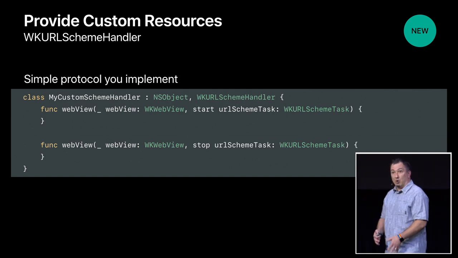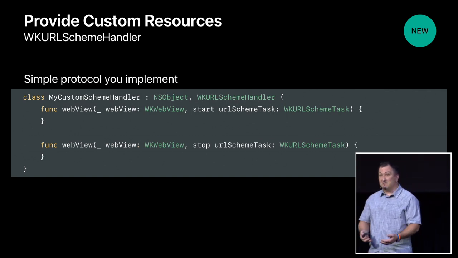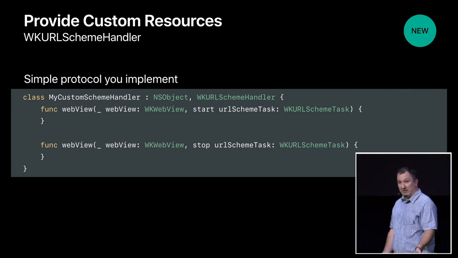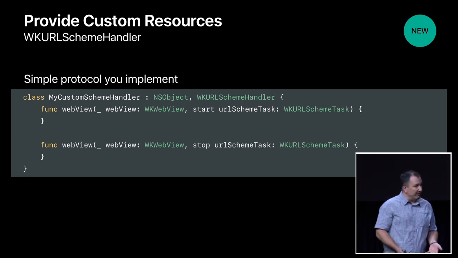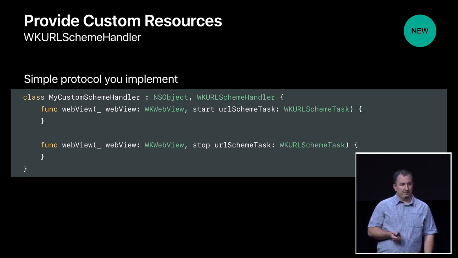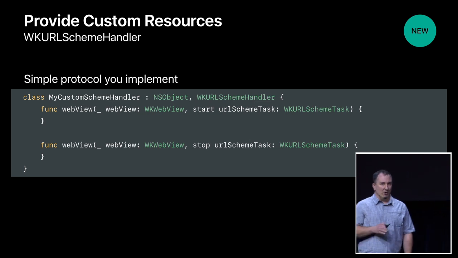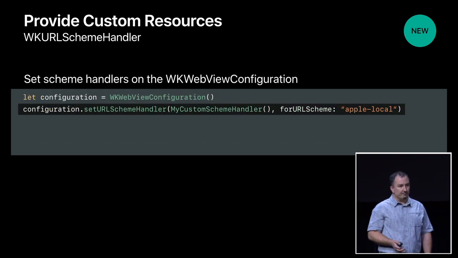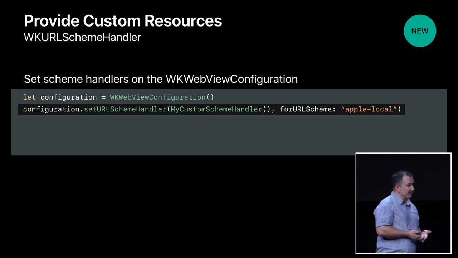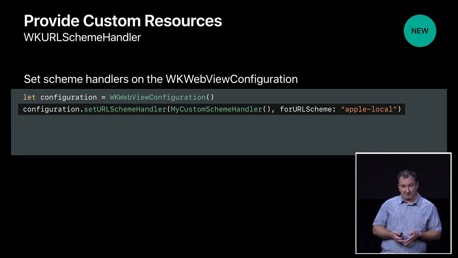What is a WK URL Scheme Handler itself? It's a fairly simple protocol that you implement with two methods. So you are told to start loading a scheme task or stop loading one. We'll get into what the scheme task is in a little bit. Once you've implemented the protocol, you will set the scheme handler on the WebView's configuration. And this is where you decide which URL scheme you want that scheme handler to handle custom loads for.